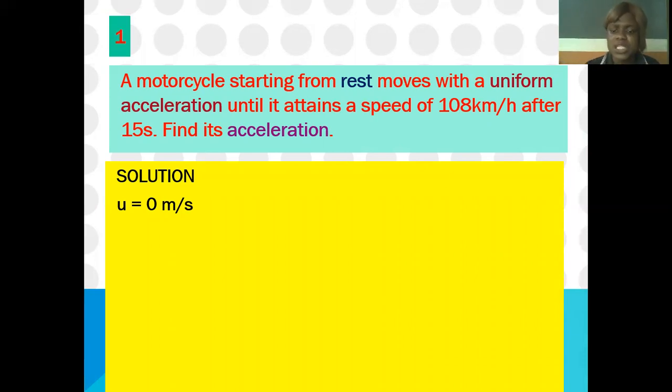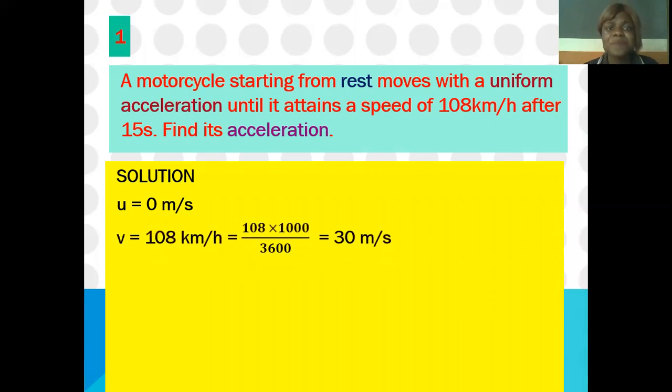Now, the next thing we need to write out that we have is it attains a speed of 108. That's the final velocity. But you can see that there's a slight problem. The unit is in kilometers per hour, so we have to change that to meters per second.